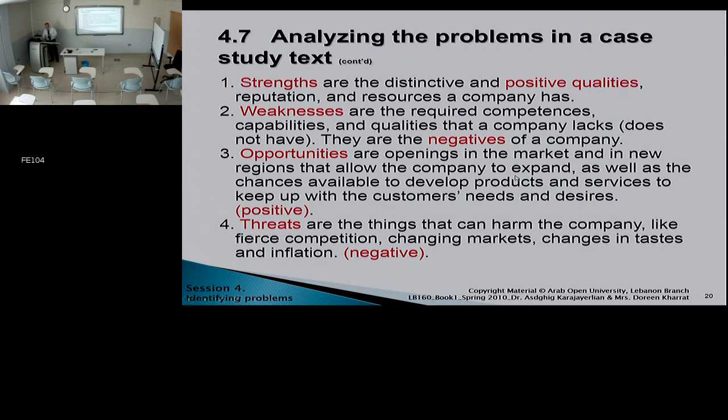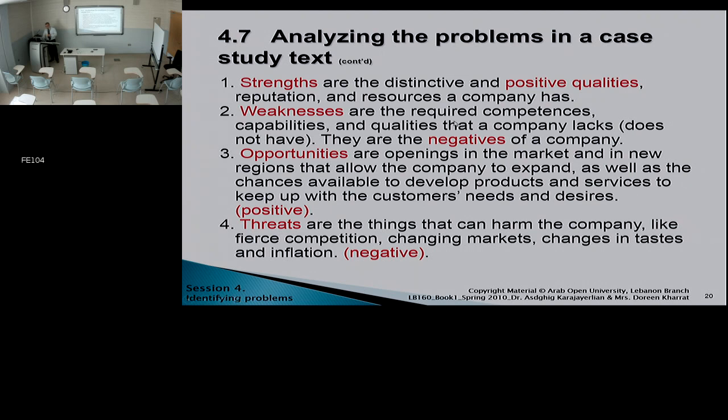First of all, what is strength? Strengths are the distinctive and positive qualities, reputation, and resources a company has, things that you have. Number two, weaknesses. Weaknesses are the required competencies, capabilities, and qualities that a company lacks, does not have. They are the negative sides or aspects of the company. As you know, we classify strengths and weaknesses as internal factors.